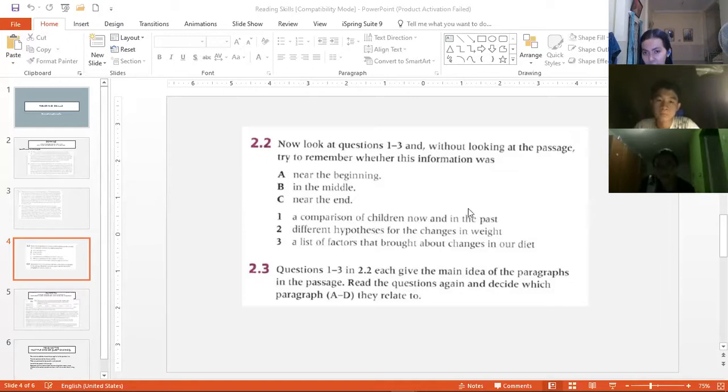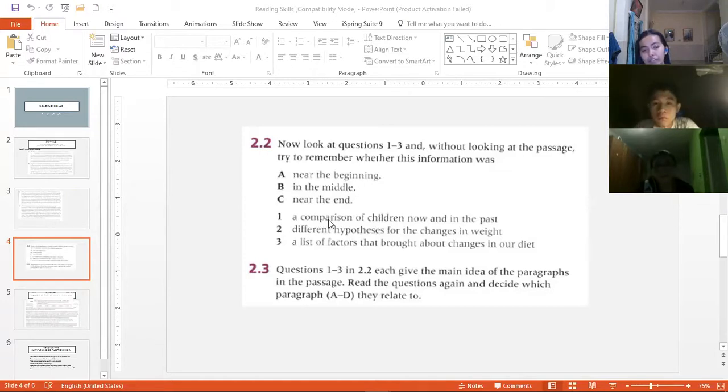So here are the main ideas. We've got 3. Number 1, comparison of children now and in the past. Number 2, different hypotheses for the changes in weight. And last one, a list of factors that brought about changes in our diet. It's about food because we're learning food today. So where can you find each main idea? There are 3 options: near the beginning, in the middle, and near the end.